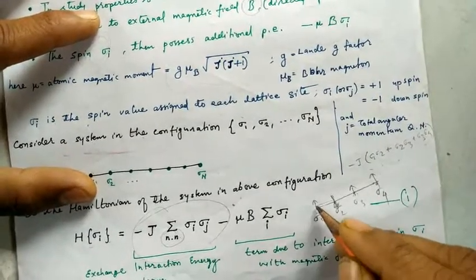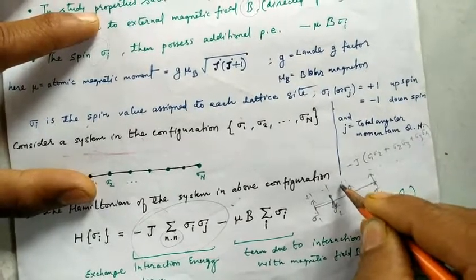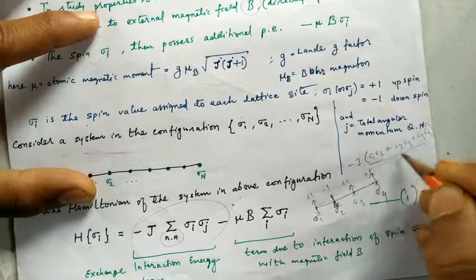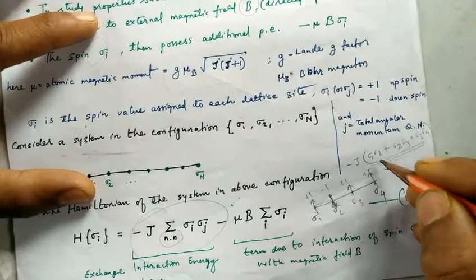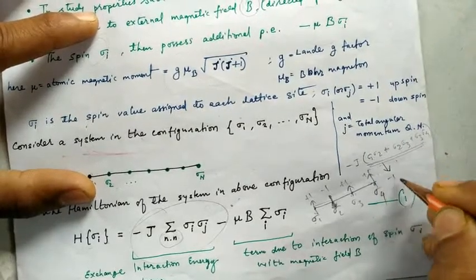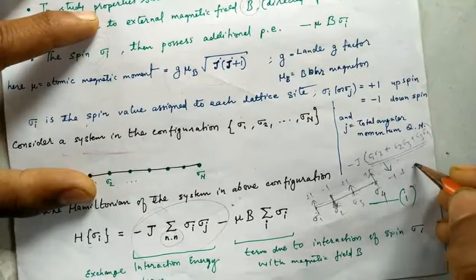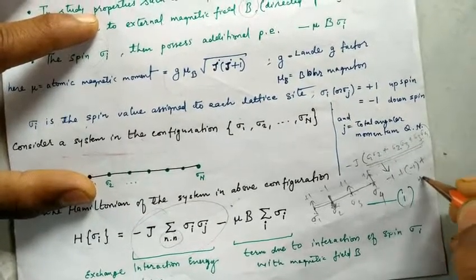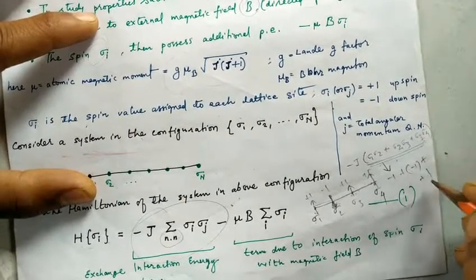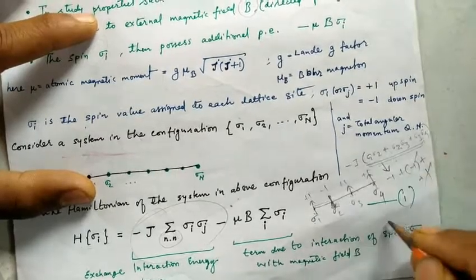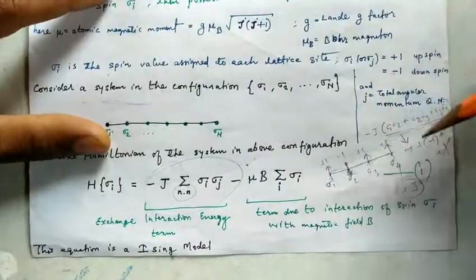Since this is the up direction, it is +1, this is -1 because of the down direction, this is +1, and this is +1. If you solve this, what do you get? Sigma 1 into sigma 2 will be -1, then this will be -1, and this will be +1. Finally the expression cancels here and you get plus J. This is how you get your interaction energy term.